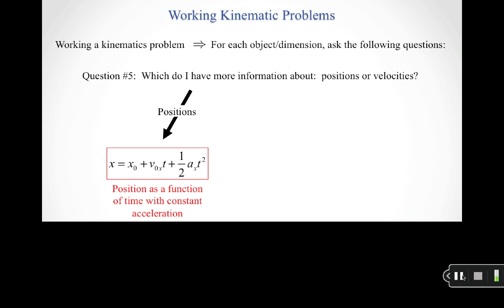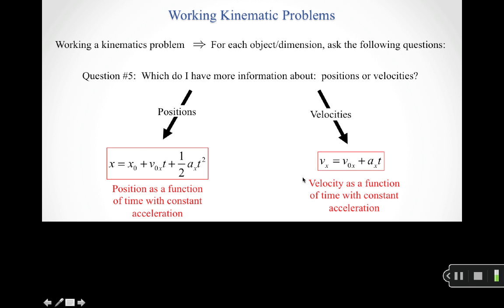So do I know more about what's going on with positions or what's going on with the velocities? If I know more about positions, then I've got my position as a function of time equation. So basically, if what I know is both the initial and final position and know or need to know time, then this is probably going to be the most useful equation I've got. If, on the other hand, what I know is initial and final velocity values, and again, know or need to know time, then this, the velocity as a function of time with constant acceleration, is the equation that will probably be the most useful.